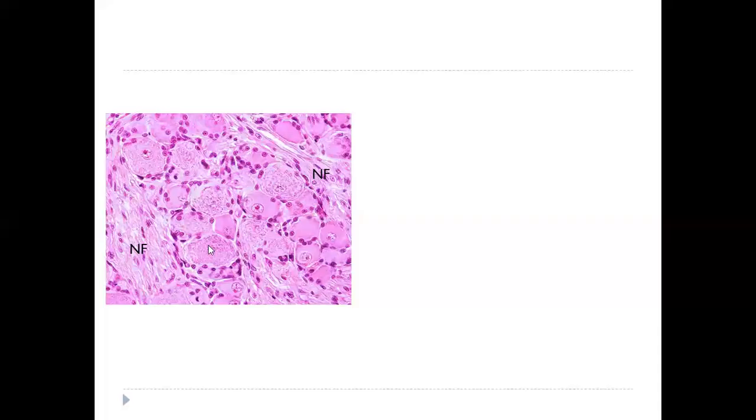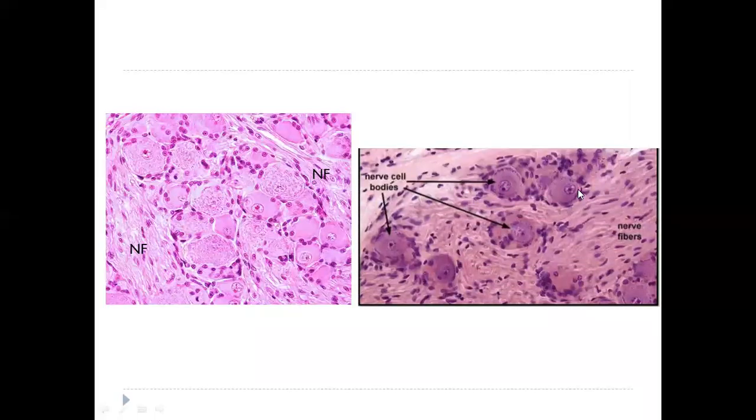This is just a larger field to show you. See, this is the group of pseudo-unipolar neurons organized in one area. This is another group. In between the groups, you can see the nerve fibers are present in between the groups of neurons. Okay, so the neurons are organized in one place, and different groups of neurons are separated by the nerve fibers. This is another picture to show you. Here's one group of neurons. This is another group. This is another group, and you can see how the nerve fibers are present in between them.